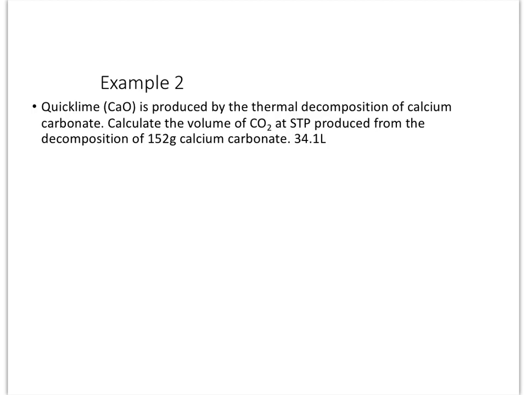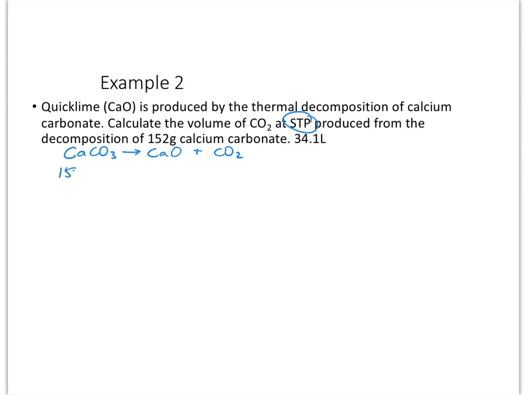This next example, you would be given an equation for this, so we'll work through it. Quicklime is produced by the thermal decomposition of calcium carbonate. Calculate the volume of CO2 at STP produced from the decomposition of 152 grams of calcium carbonate. So here's the calcium carbonate, and again, you'd be given this equation. Here's the quicklime, here's the CO2. This is already balanced. So we can just run this as a stoichiometry problem.